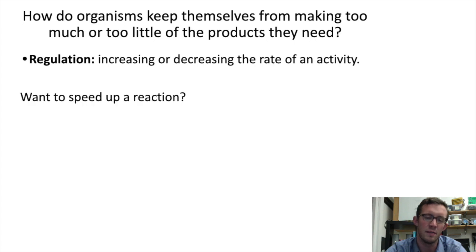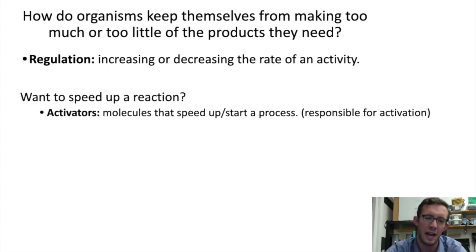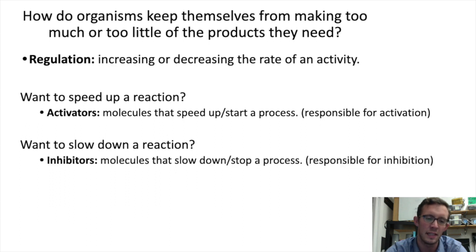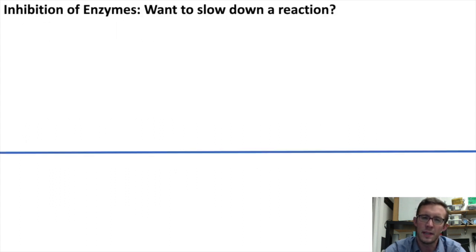They can, if they want to speed up a reaction, use an activator, which is any type of molecule that speeds up or starts a process. Or if they want to slow down a reaction, they can use something called an inhibitor. So let's talk about inhibitors first. There's two types of inhibitors.